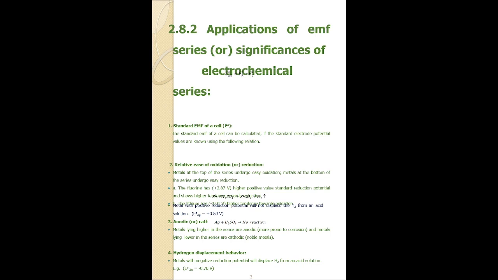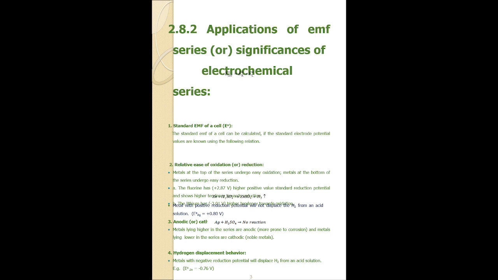The metals which are at the top of the series are called most reactive, and the metals at the bottom are called least reactive elements. That means the elements above hydrogen and the elements below hydrogen. The elements above hydrogen are most reactive, and the elements below hydrogen are least reactive. The elements on the top easily undergo oxidation. And the metals at the bottom of the EMF series undergo what?